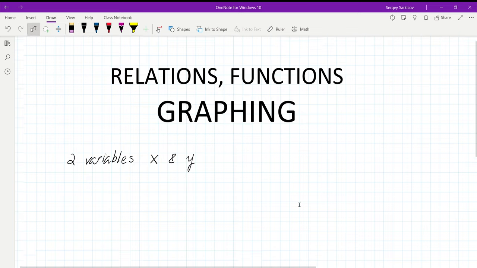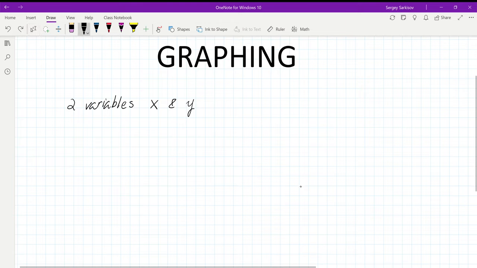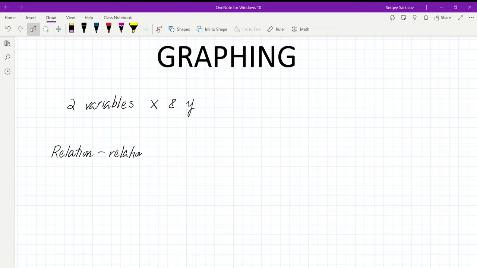And what a relation is, see this right here, relation, right? It's basically a relationship between the two variables. We were talking about x and y now. So relation, one way to think of it is a relationship between the x and y, okay? For example, a linear relationship. Let me do an example. So examples.